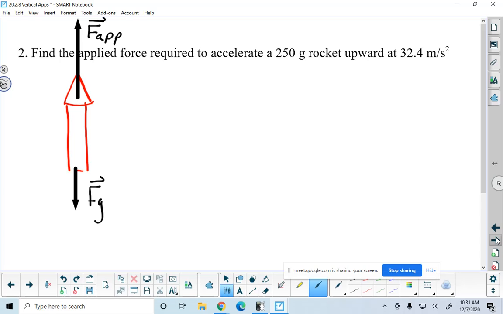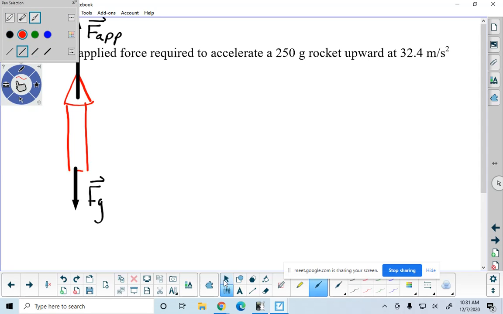I mean, if you can get the right answer without a free body diagram, that's great, but most people need it. So now what we do is the following. This is how I would recommend doing these problems from now on. You start off with F net, the magnitude, equals ma.